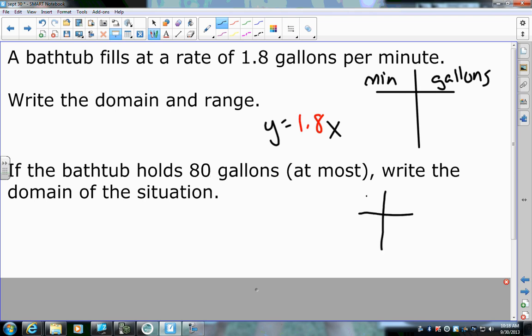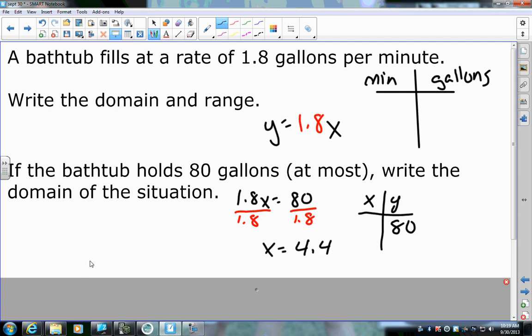But so now I need to see how long does it take to get up to 80 gallons, right? So I need to look in the calculator and find out when y is 80. Or you could do this by hand and you have 1.8x equals 80. Take 80 and divide it by 1.8. What do you get? X equals 4.4. X is the number of minutes. Can you have 4.4 minutes? Yes, you can. That's in between 4 and 5.